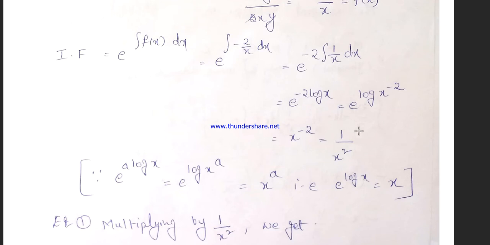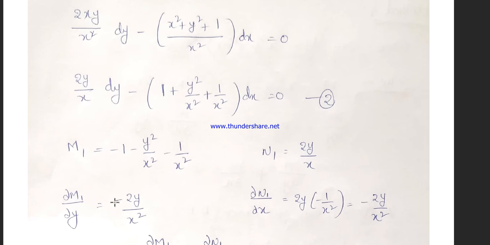And here our integrating factor is 1 by x square. So equation 1 multiplying by 1 by x square, we get 2xy by x square dy minus (x square plus y square plus 1) by x square into dx. Now x cancel, so we get 2y by x dy minus, here separating the terms, x square by x square is 1, plus y square by x square plus 1 by x square into dx equal to 0.